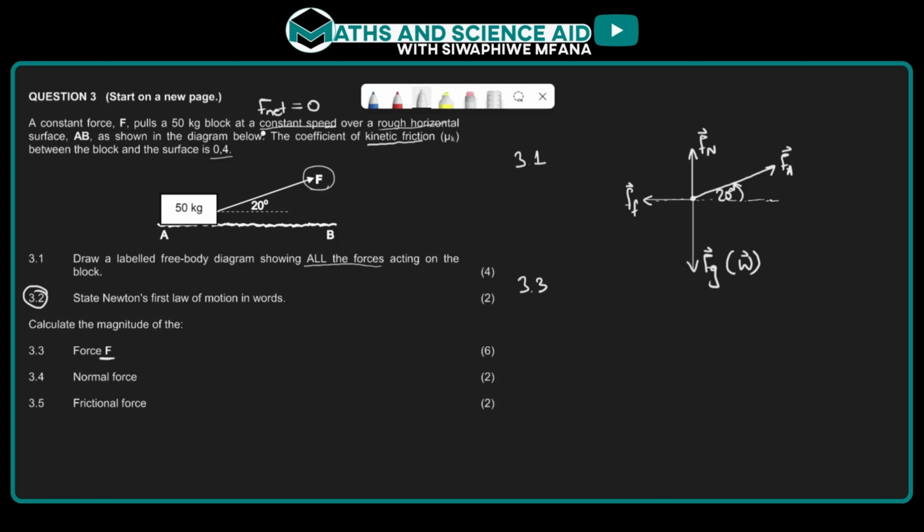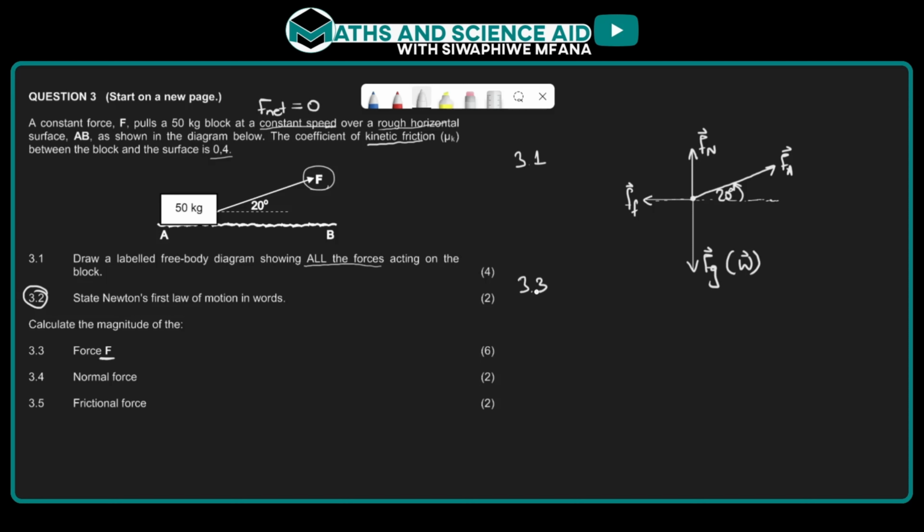Because if something is moving at a constant speed, it means that there is no resultant force, or the resultant force is 0. Or in other words, it means that the acceleration of that object is equal to 0. And from Newton's second law, we know that acceleration is directly proportional to the net force. So if the acceleration is 0, it means that the net force is 0.